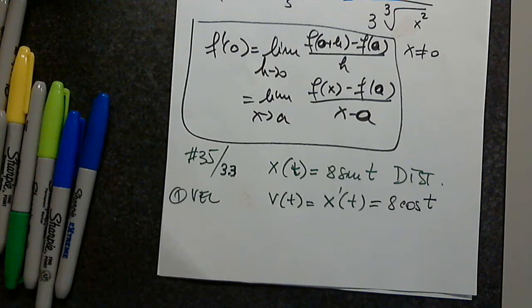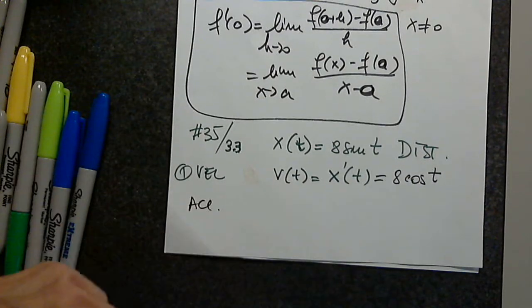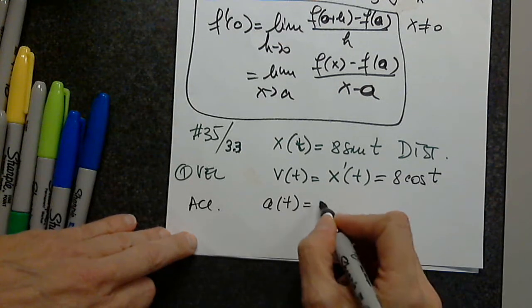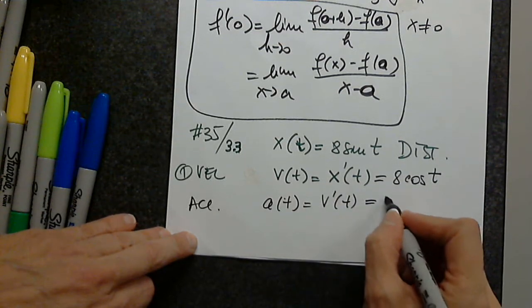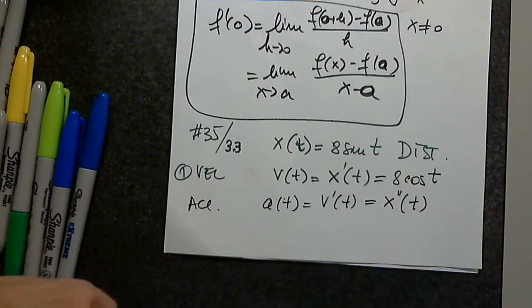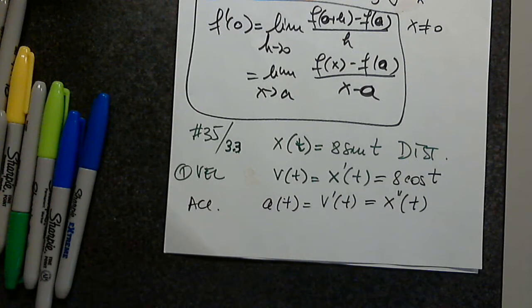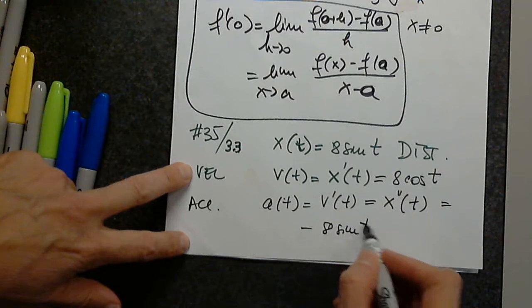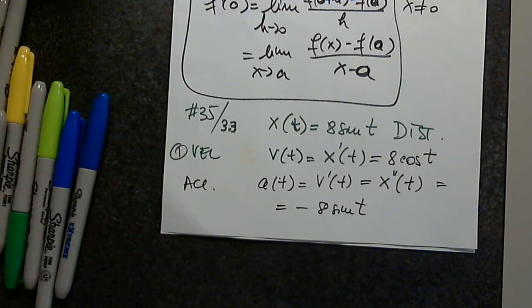Now the acceleration. How do I determine the acceleration? The acceleration is the rate of change of velocity with respect to time. So I will write A of t equals V prime of t, or x double prime of t. So the acceleration is the first derivative of velocity, or the second derivative of the distance. So I know that cosine t prime is negative sine t. So negative 8 sine t will be the acceleration. Is this okay?